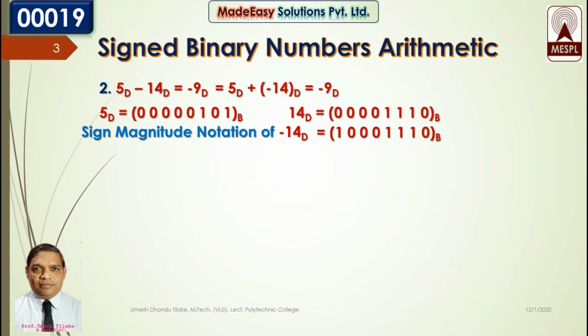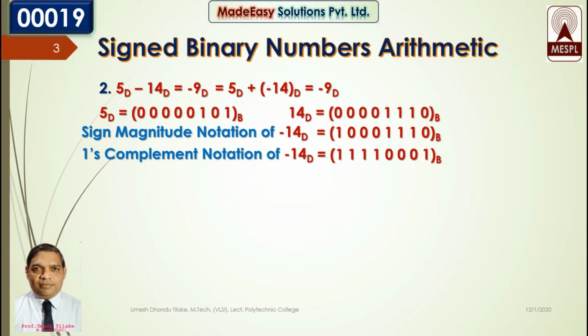Now we will represent minus 14 using 1's complement notation, because in order to represent minus 14 using 2's complement notation, we must write it using 1's complement notation first. In 1's complement notation, all the magnitude bits are inverted. So our number will be 1 1 1 1 0 0 0 1. So the 1's complement notation of minus 14 is 1 1 1 1 0 0 0 1.